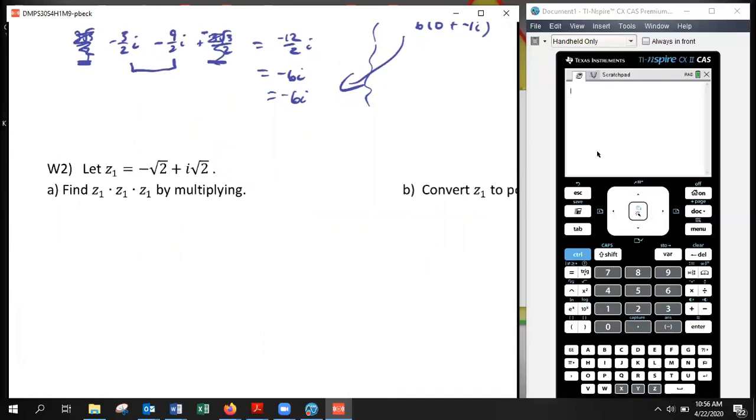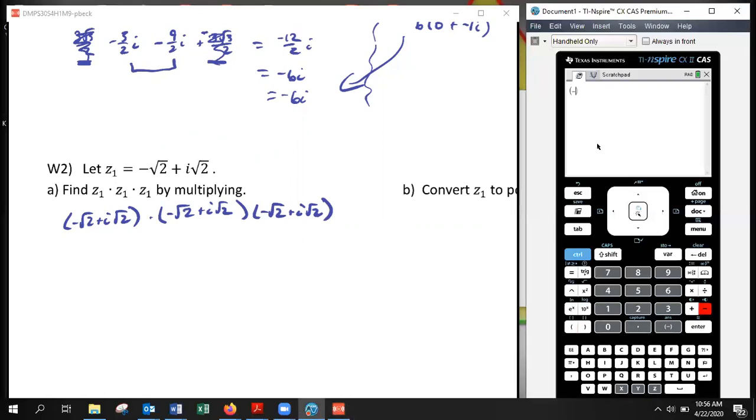So what I'm going to do, this is where I'm going to use my calculator. I'm going to say, what is negative square root of 2 plus i square root of 2, and multiply that out 3 times. Negative square root of 2 plus i square root of 2. So let's go ahead and type it out.